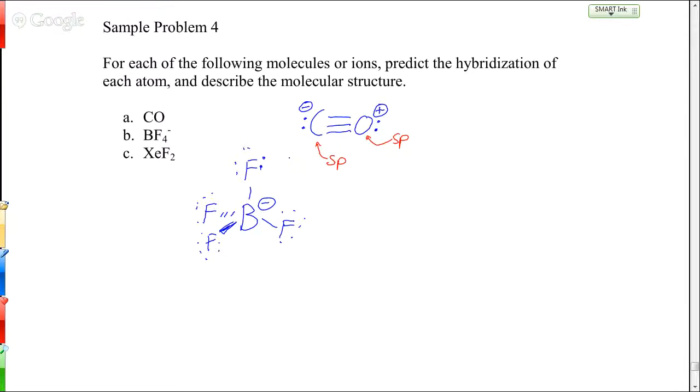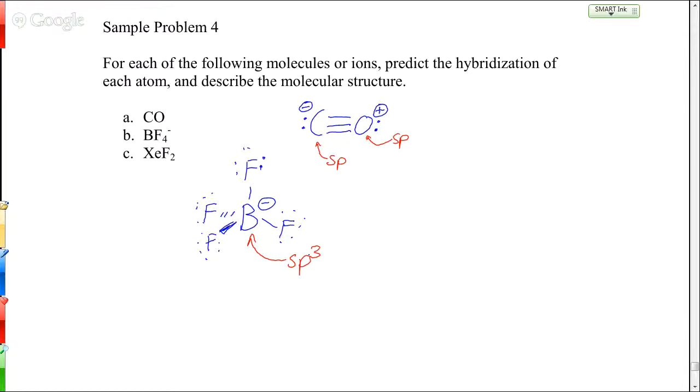So then what's the hybridization on that central boron atom? How many electron groups? 4. So what are the hybrid orbitals that give us 4 groups? sp3, right? And we can count it right on there: 1 from the s and 3 from the p.